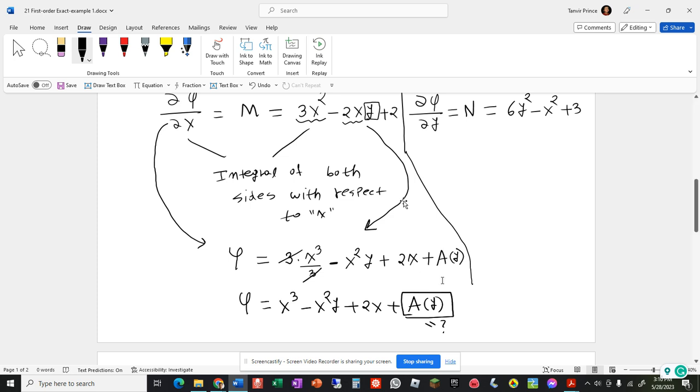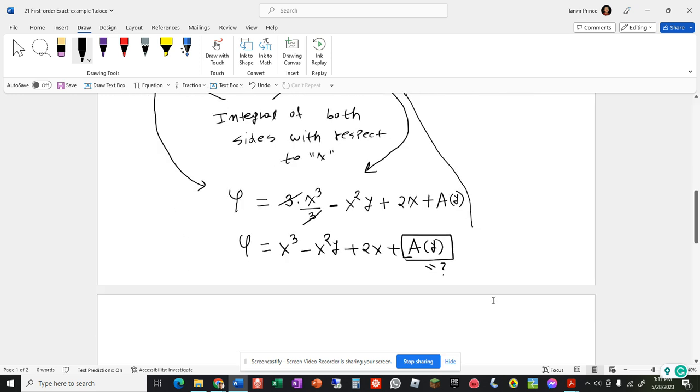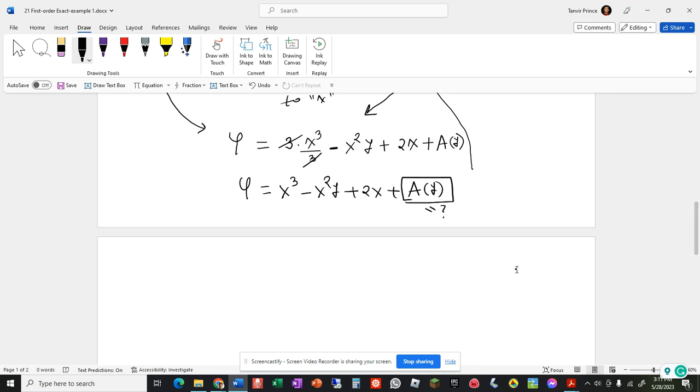So let's think about that. Now we have to use, of course, this one to figure out my A of y, right? So here it says the partial of phi with respect to y is this. But I also know phi from here. So from at this point, let's actually take the derivative of phi with respect to y. So from here, let's take the partial derivative of both sides with respect to y.